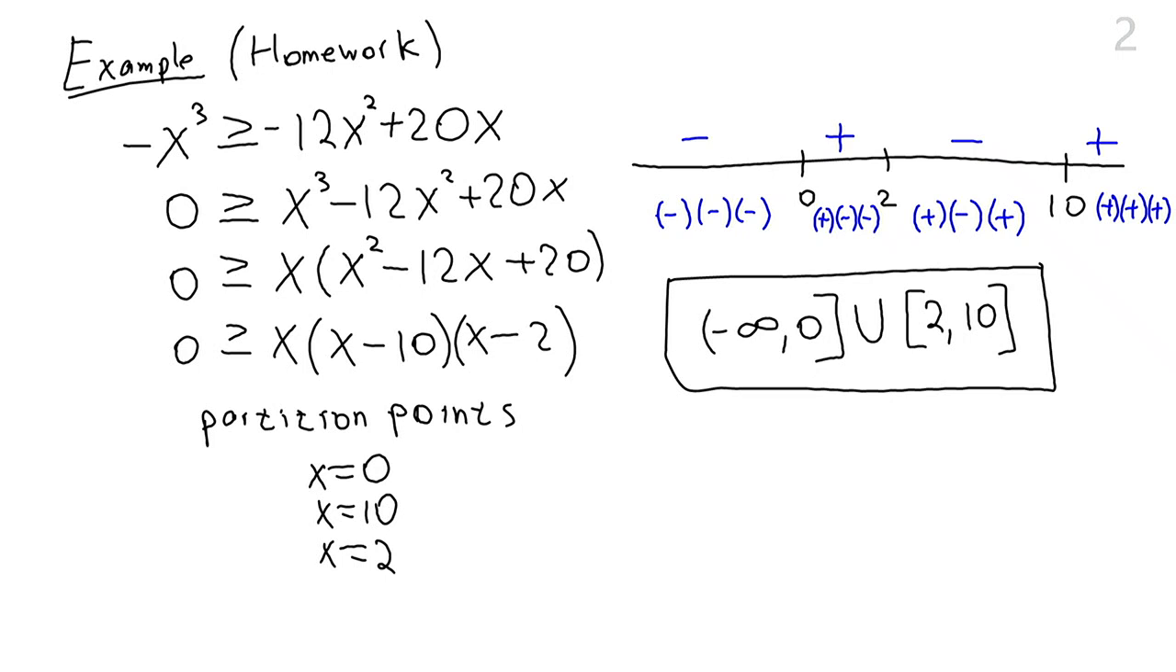So first we bring everything over to one side, so one side is 0. We factor, get our partition points, draw those partition points on the real number line, and then play with the signs to figure out, am I going to get something positive or something negative.